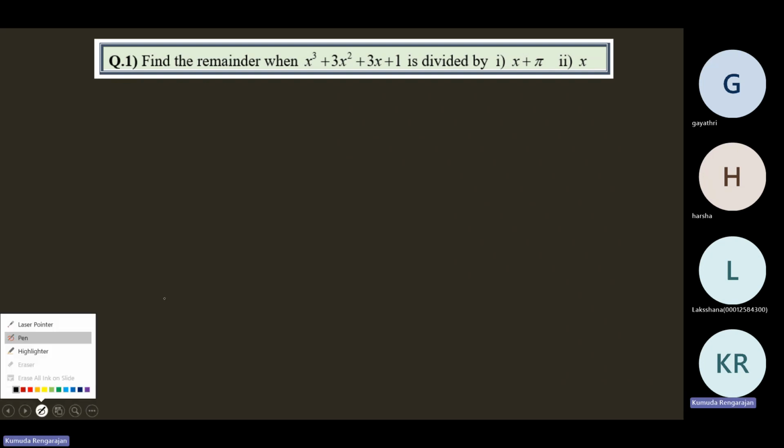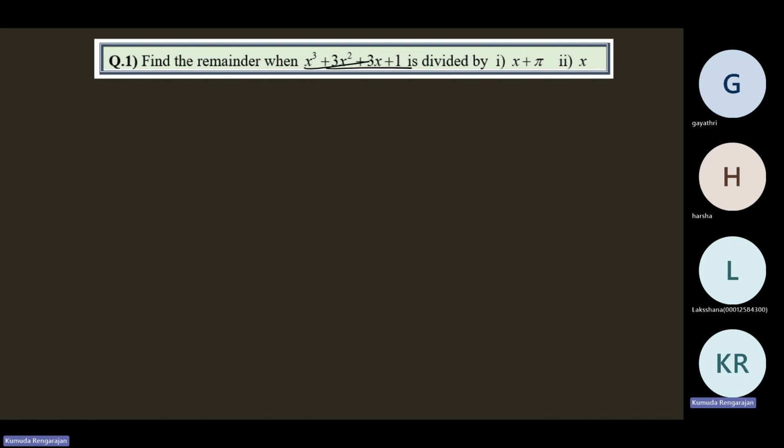Find the remainder when this polynomial here is divided by x plus pi and x. To find the remainder, you should always equate whatever is given to 0. Equate the linear expression here to 0. So x plus pi is equal to 0. So what's the value of x? Minus pi. Now you name this polynomial p of x. To find the remainder, you need to find p of minus pi.